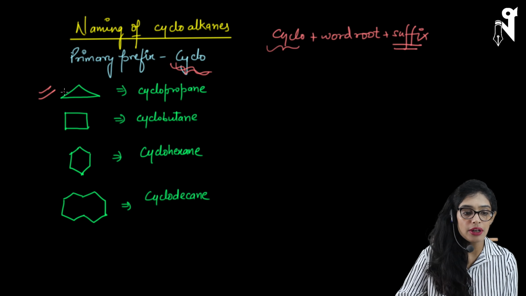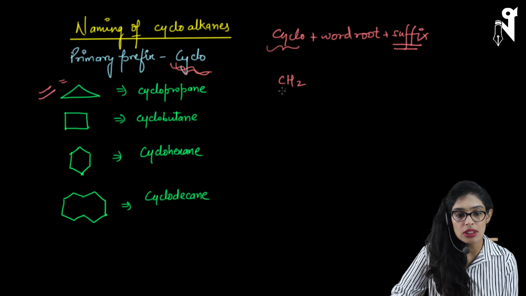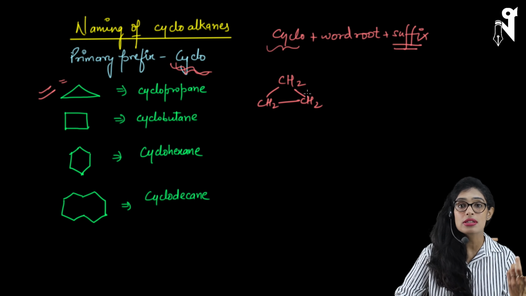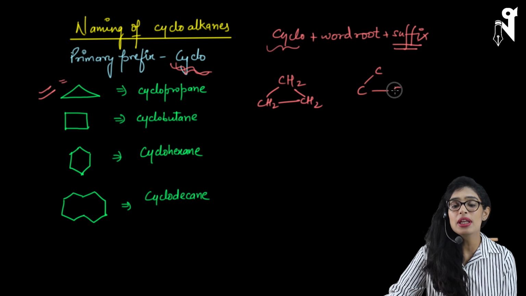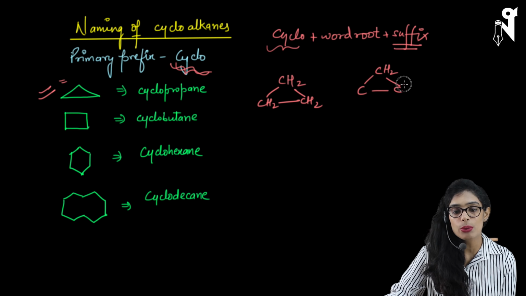So if I have this structure, that means I'm talking about CH2 single bond CH2 and single bond CH2. If you don't know why it is CH2, you can simply mark carbon, carbon and carbon, and then the remaining unfulfilled valencies can be filled by hydrogen. So this is the structure we are talking about.